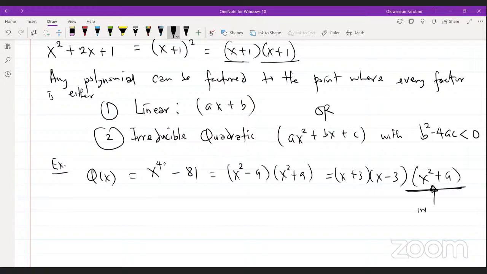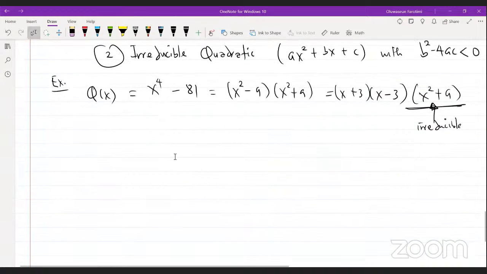You cannot split it further. Okay? You cannot. All right? Makes sense, guys?